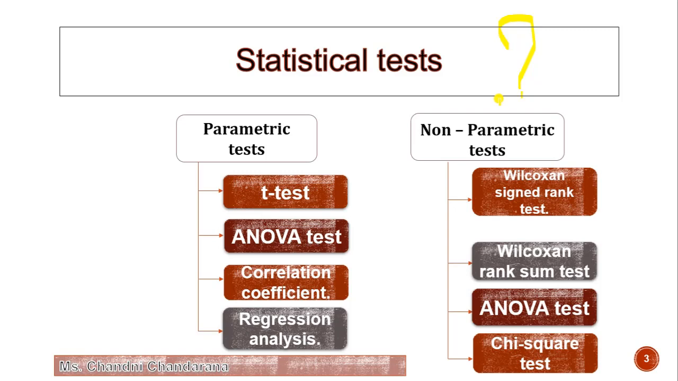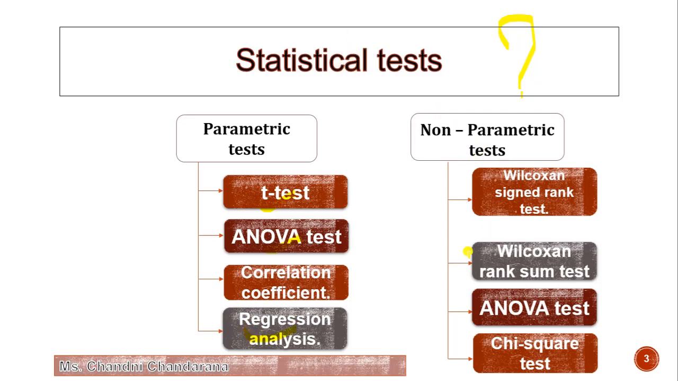Parametric tests are generally used for quantitative data and for continuous variables. Data should follow the normal distribution in a parametric test. Now, these are the types of parametric test: t-test, ANOVA test, meaning analysis of variance, correlation coefficient, and the test for regression analysis.